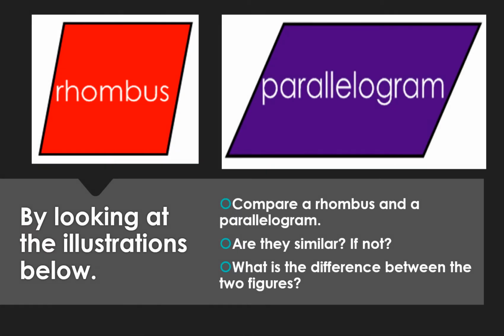For the third comparison of two quadrilaterals, we have a rhombus and a parallelogram. Compare a rhombus and a parallelogram. Are they similar? If not, why? What is the difference between the two pictures? Let's go to the Venn diagram.